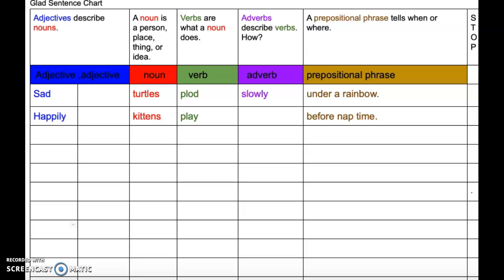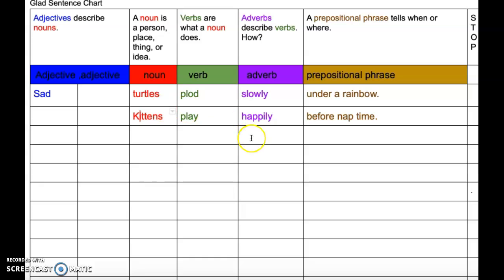Yeah, I could say it that way, but that's not really the way we talk. So I'm going to put it over here. Happily. Oopsie, it wants to put a capital, but I don't want a capital there. Okay. Happily. Excuse me, boys and girls, little typo there. Kittens. So I'd have to capitalize this. Kittens play happily before nap time.